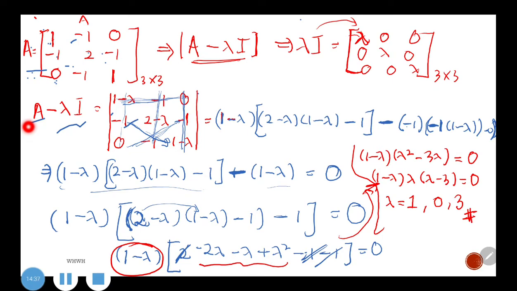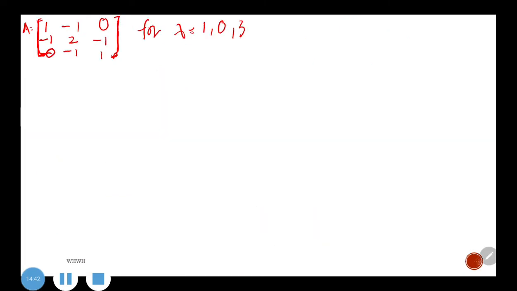Alright, so with this, we're going to proceed next to find the eigenvectors. Okay, so now we want to find the eigenvector for this matrix A, knowing that we already found 3 eigenvalues. Lambda equals to 1, 0 and 3. So we'll proceed for first lambda equals to 1.